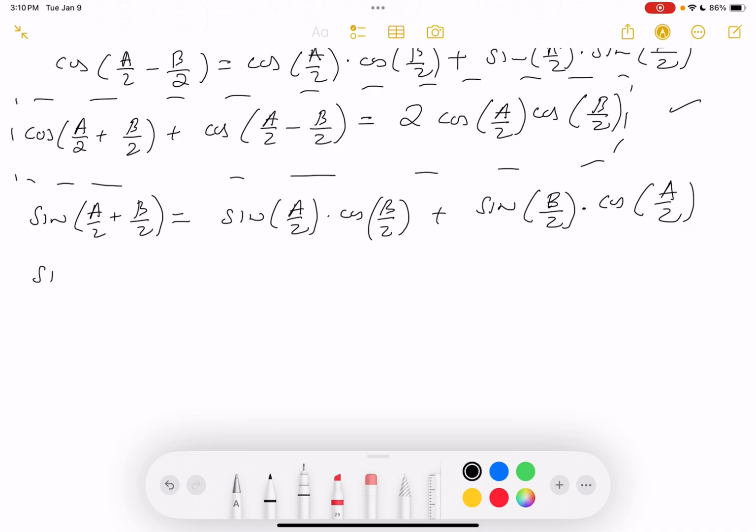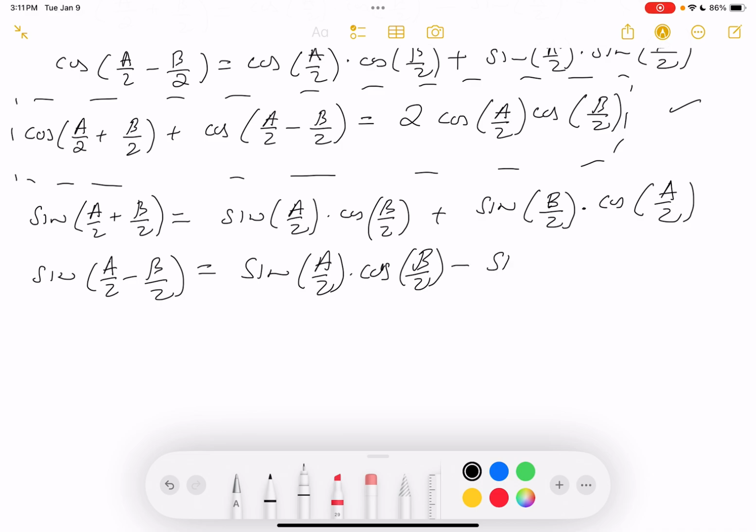All right, let's put the next one down. The sine of A over 2 minus B over 2. And again, it remarkably looks the same to me. But again, this is what I would have done if I were just doing the product to sum formulas at this point.